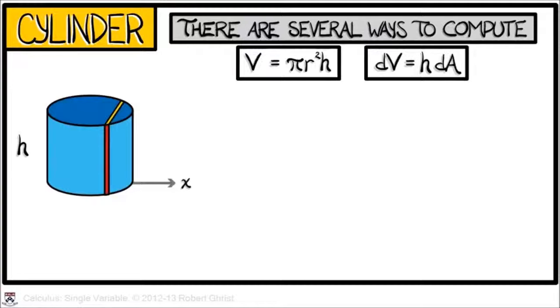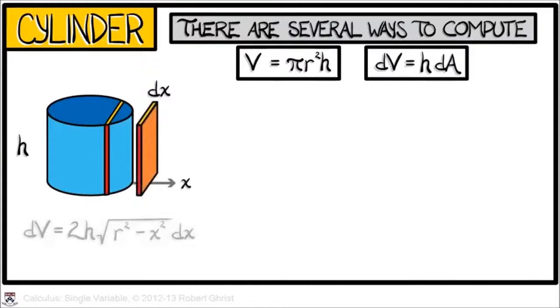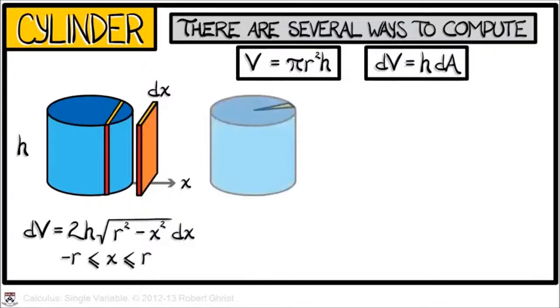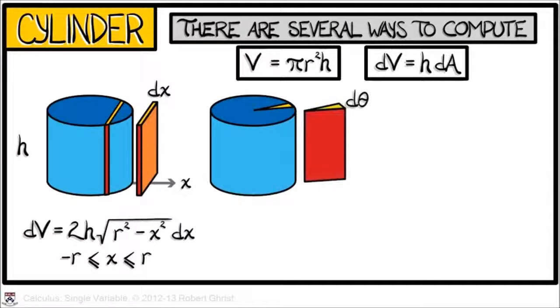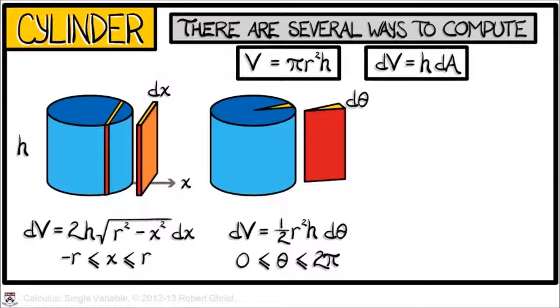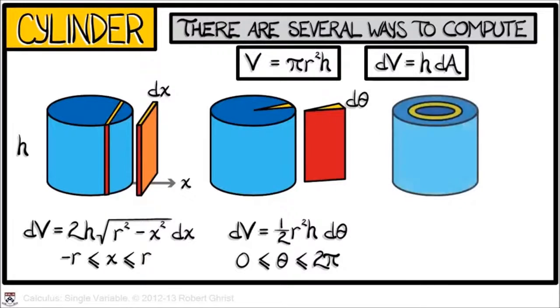We could use a lateral slice of thickness dx and obtain as a volume element 2h square root of r squared minus x squared dx, integrating from negative r to r. If instead we use an angular wedge, then we integrate with respect to theta, the volume element, 1/2 r squared h d theta. Here theta goes from 0 to 2 pi.